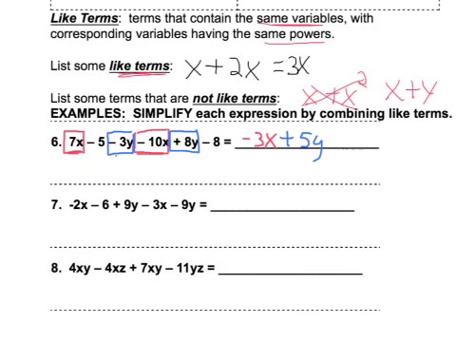Then the last one, we have just constants. We have a negative 5 and a negative 8. So negative 5, negative 8 makes negative 13. So now that's the simplified version of that expression. Let's do the next one.